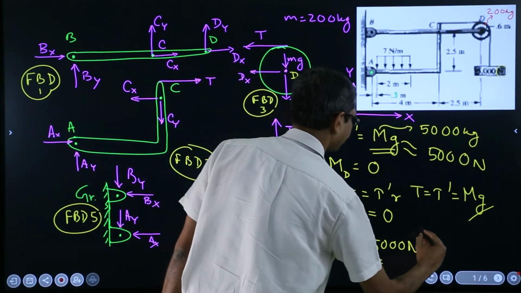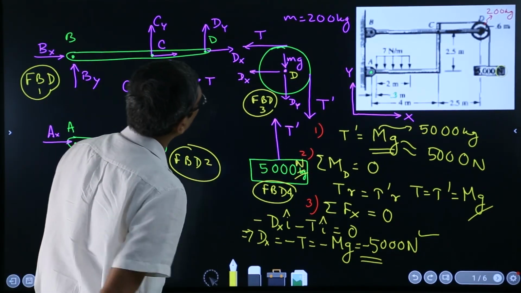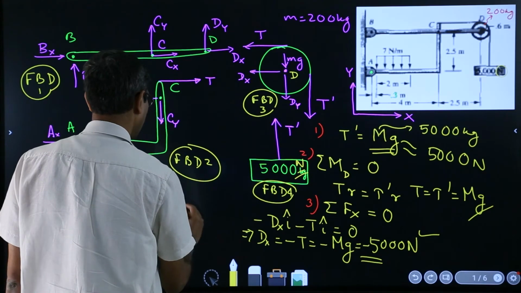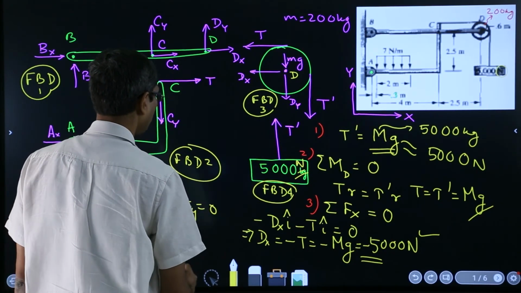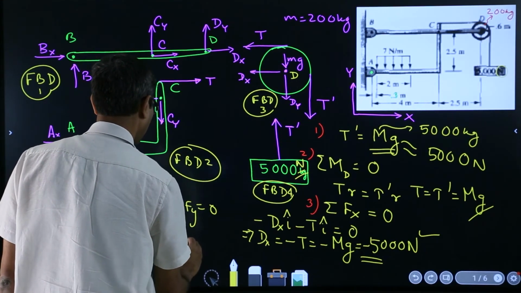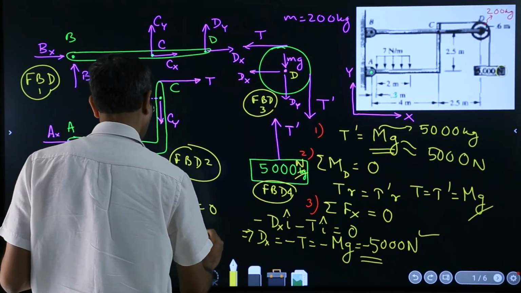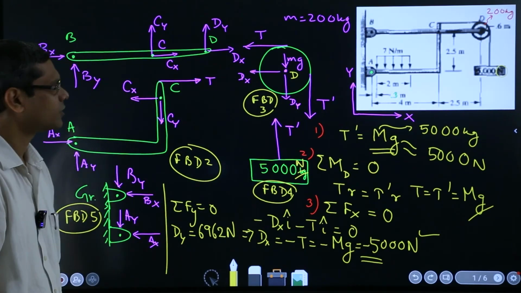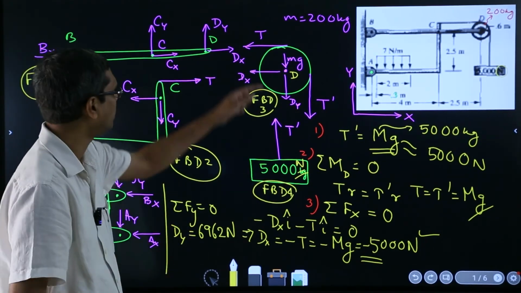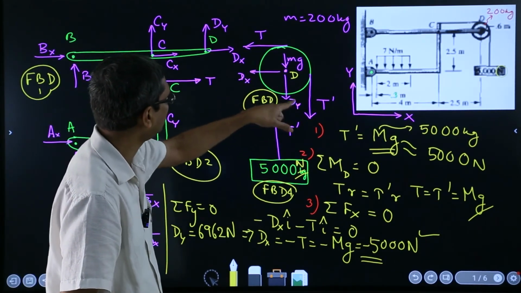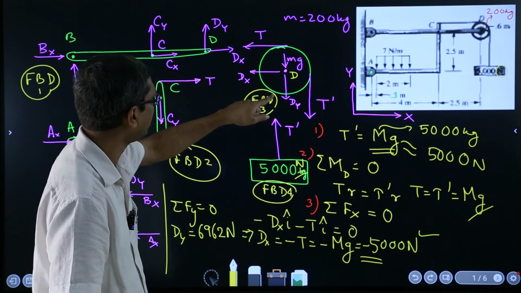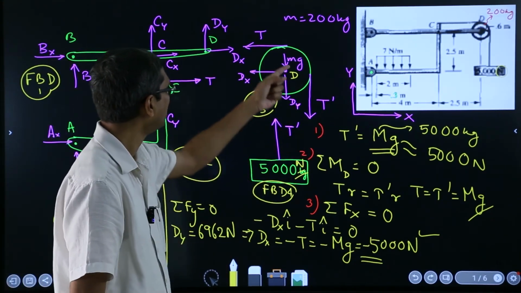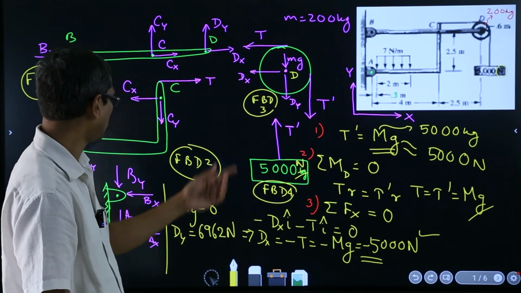So that's one. And then if you write the equations in the y direction, summation of Fy equal to 0, you will find out Dy. So Dy will come to be some 6962 Newton, so that you should figure out. It's very simple. So T prime plus Dy plus mg is equal to 0. T prime is known, mg is known, so Dy you can figure out. This is 5000 Newton plus 200 kg times 9.8 if you put, so you get this.